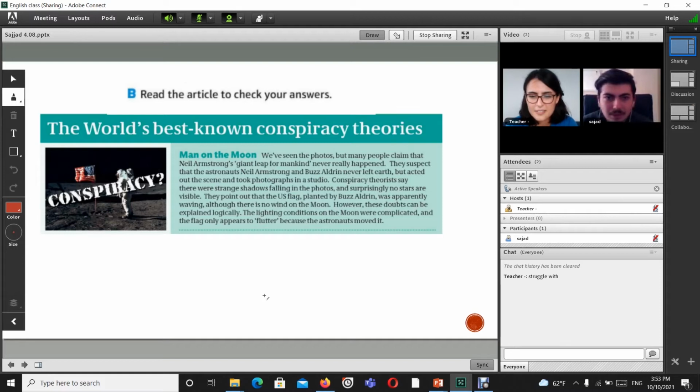However, these debates can be explained logically. The lighting conditions on the moon were complicated, and the flag only appears to wave because the astronaut moved it. Okay. So the flag is just the astronaut moved it. They say in the program they have a stick on top of the flag. I don't know. So there are two ideas about the flag, but the shadow, I don't know what the shadow is.